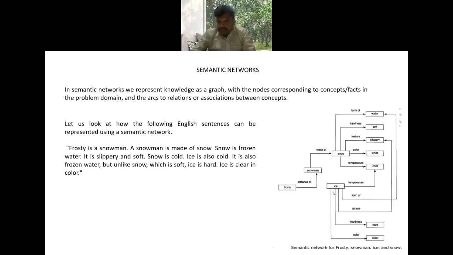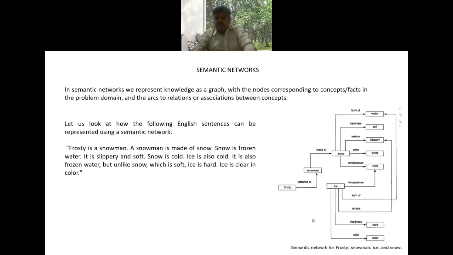And coming to the ice, the ice properties are also listed here. Ice is frozen water, and unlike snow, ice is hard and clear. Ice is clear in color. All these are properties of the ice. Ice color is clear, ice hardness is hard, ice texture is slippery, ice form is water, and ice temperature is cold.